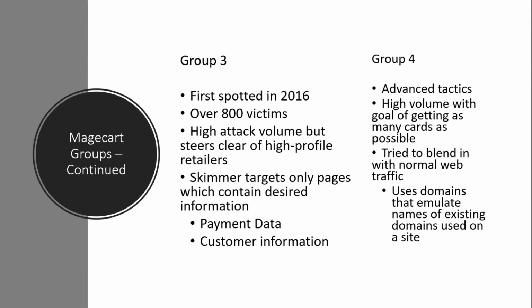They also try to blend in with normal traffic. They use domains that emulate the names of existing domains that are used on a site. An example that I've seen is Google Analytics. Everyone knows how to spell Google. Group 4 may use something like GOCGLE as their domain. This is to cause analysts trouble when skimming or reviewing alerts from other systems, that they may see traffic being sent to GOCGLE, which is Gockel, instead of Google. It looks like an O.